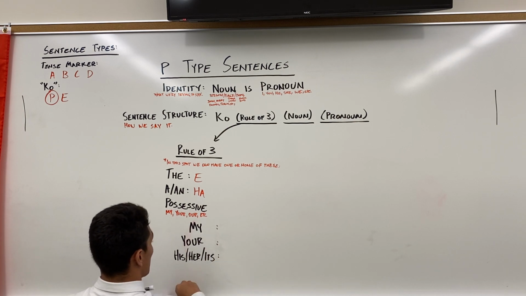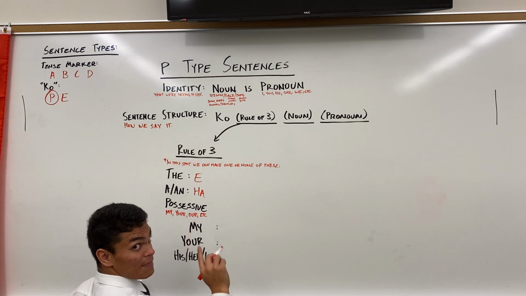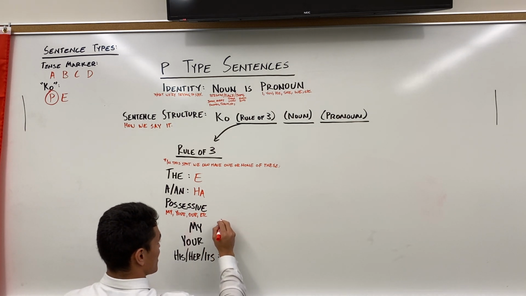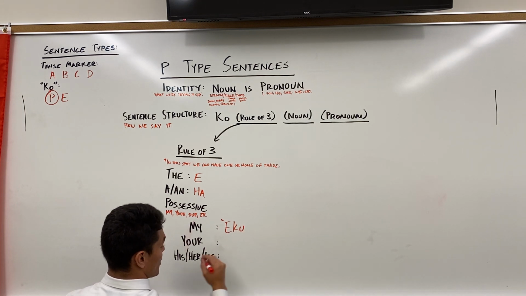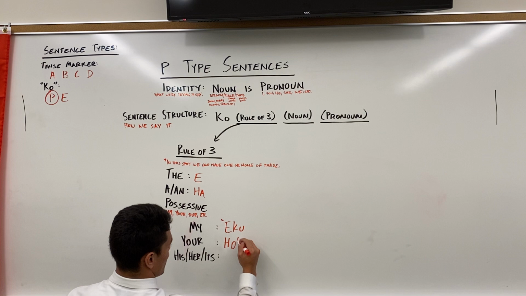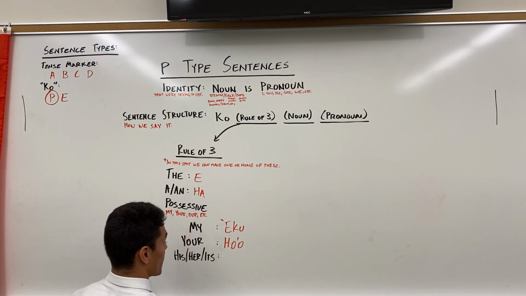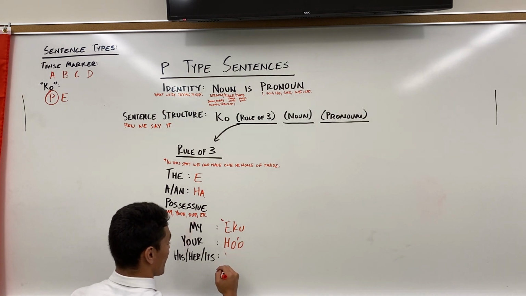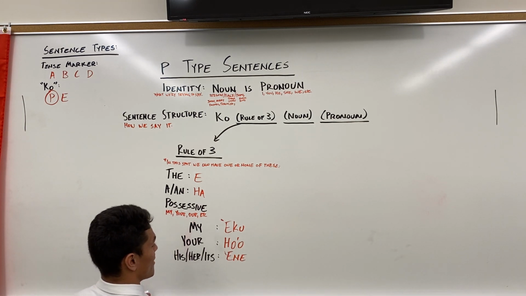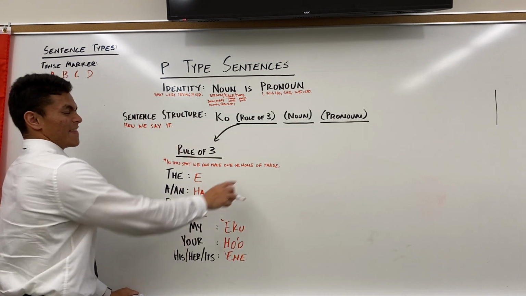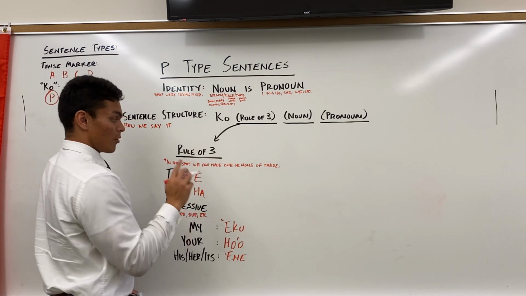And so first we have my. The way we're going to say this for now, there's more than one way to say this, but the simplest way to teach, eku. Your, we're going to say ho'o. And his, her, or it, we're going to say ene. So, in this spot, the rule of three, we can have one of three things.